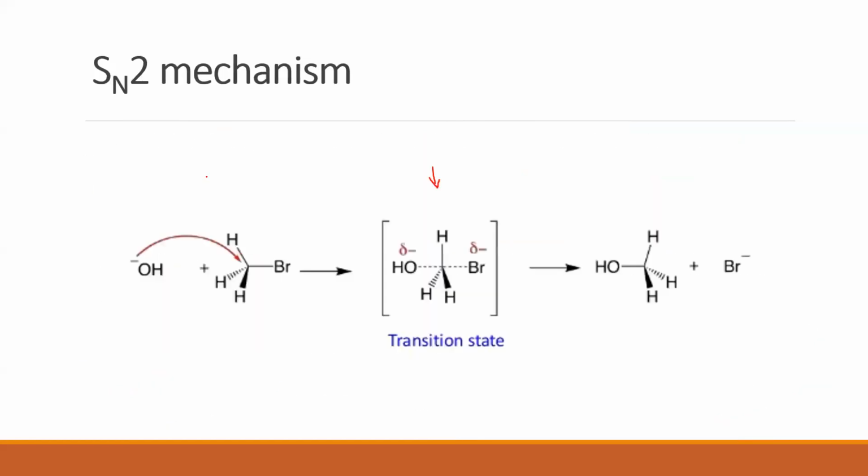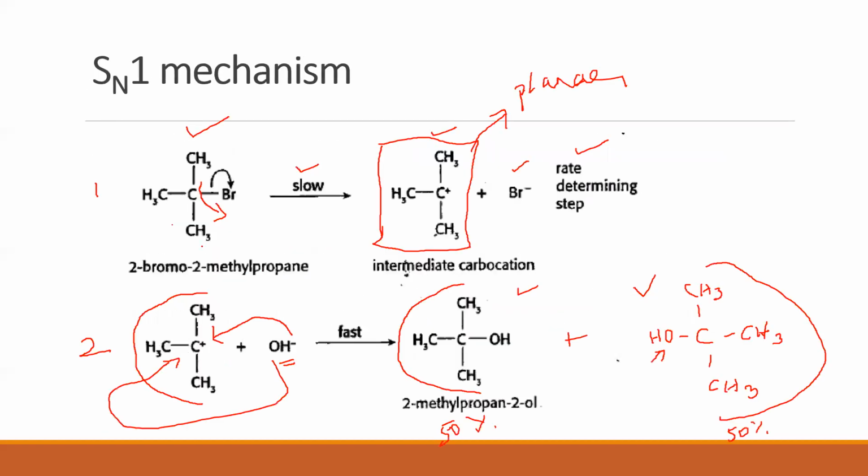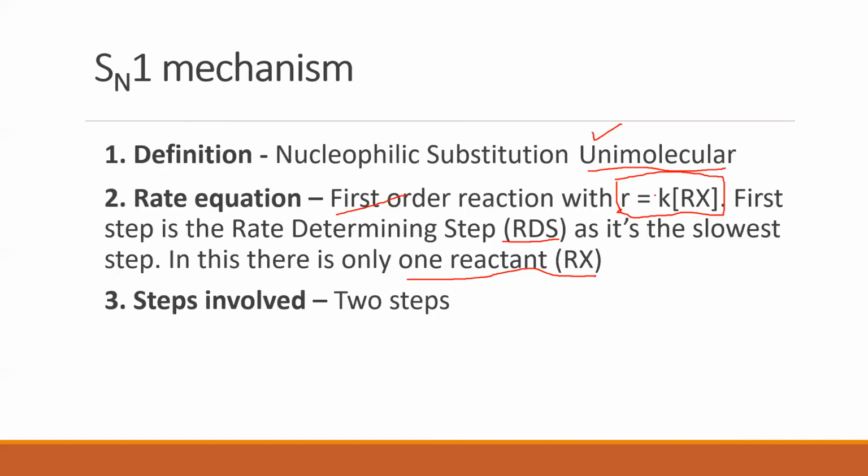Whereas in SN2, the rate will be dependent upon the nucleophile as well as the alkyl halide, because both are there in this reaction. Hence, we called it nucleophilic substitution bimolecular, and the rate was dependent on alkyl halide as well as the nucleophile. Whereas in SN1, the rate is only dependent upon the alkyl halide, hence rate is equal to K into concentration of RX. Clear? Hence, it is unimolecular.